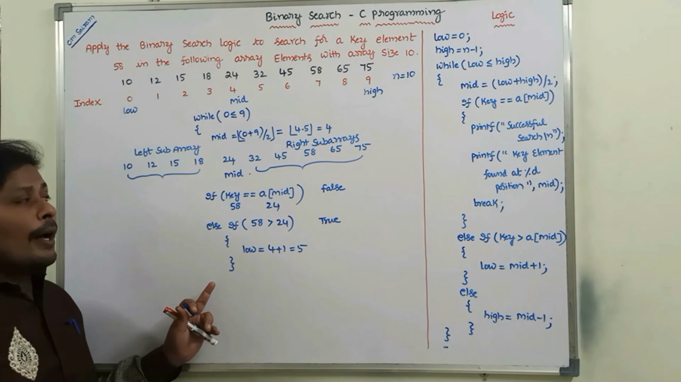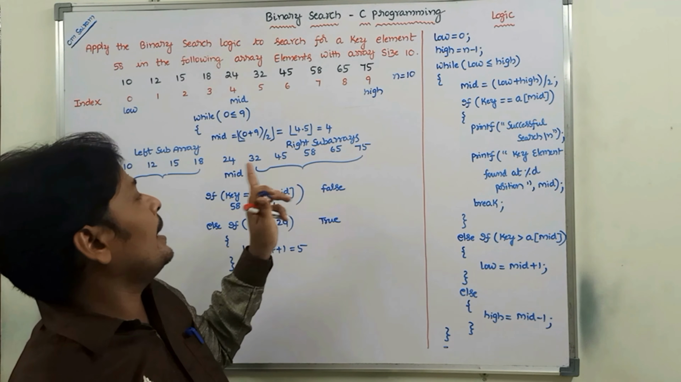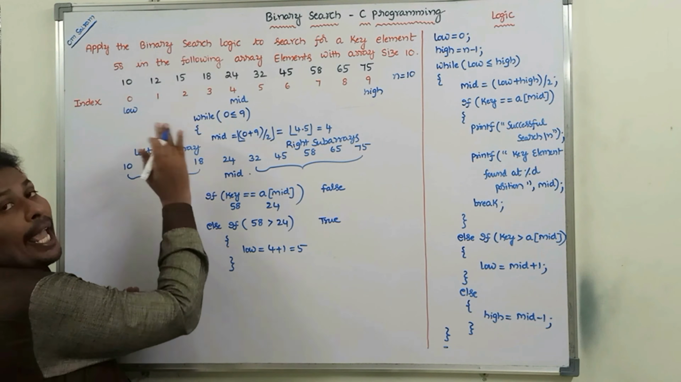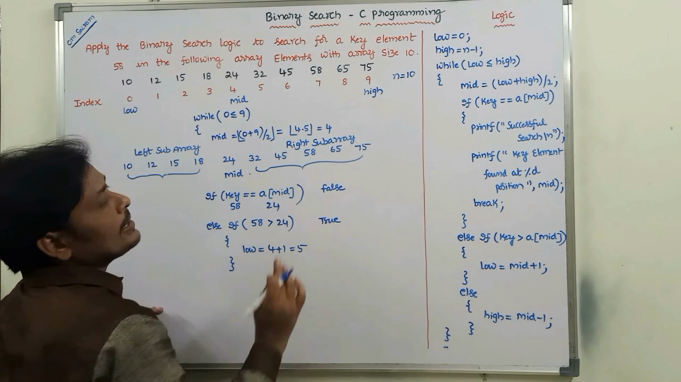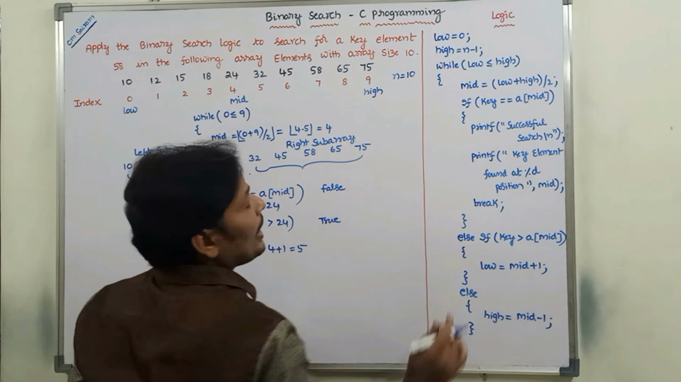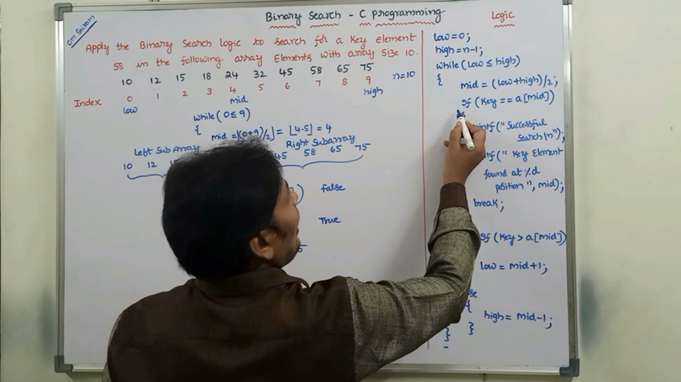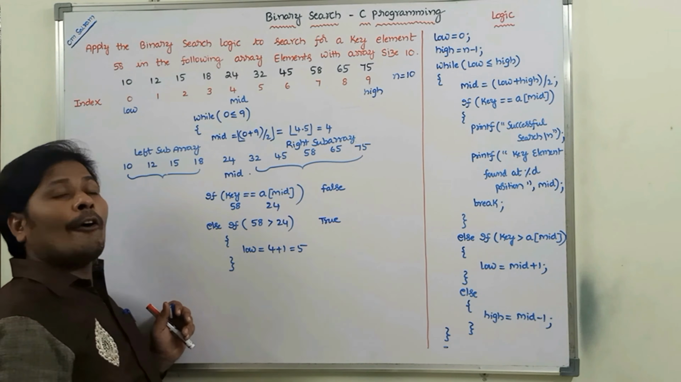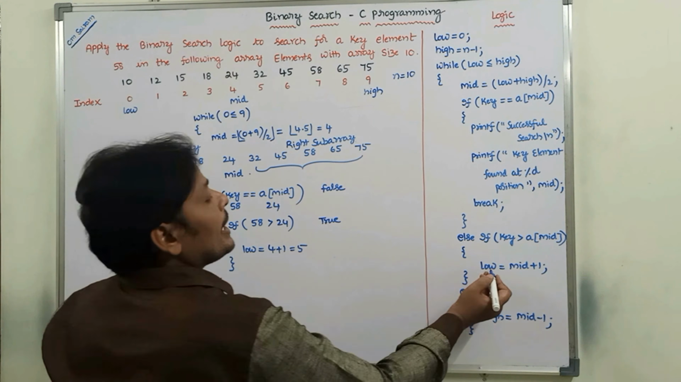That means after calculating the mid value, the given array is divided into two sub arrays. Before the mid, that can be called a left sub array. After the mid, that can be called the right sub array. Okay, after that, key value is compared with a of mid value. If this condition is false, then go to the else if: key value greater than a of mid value, so low is equal to mid plus 1.